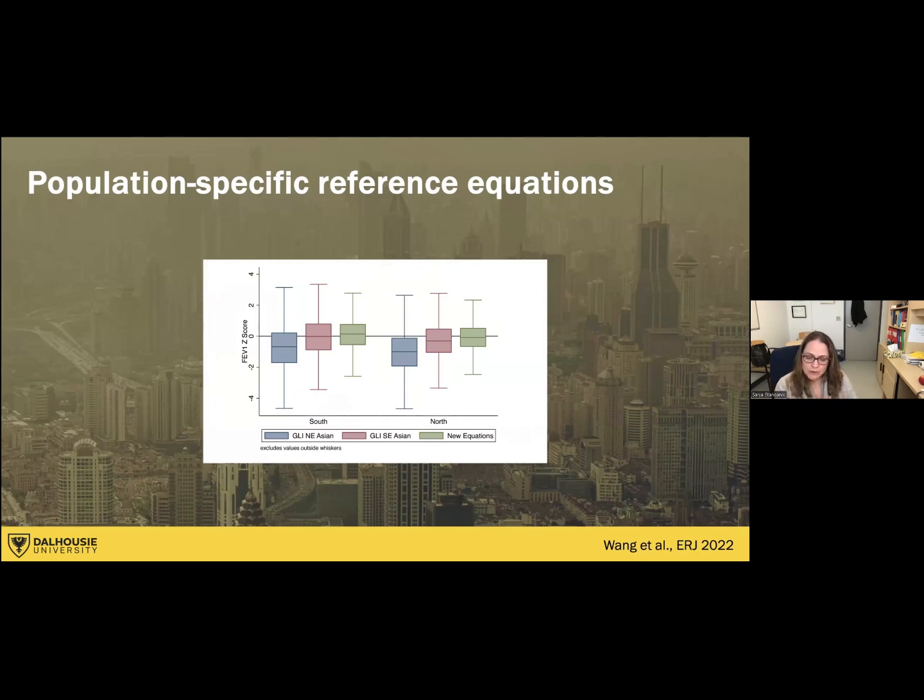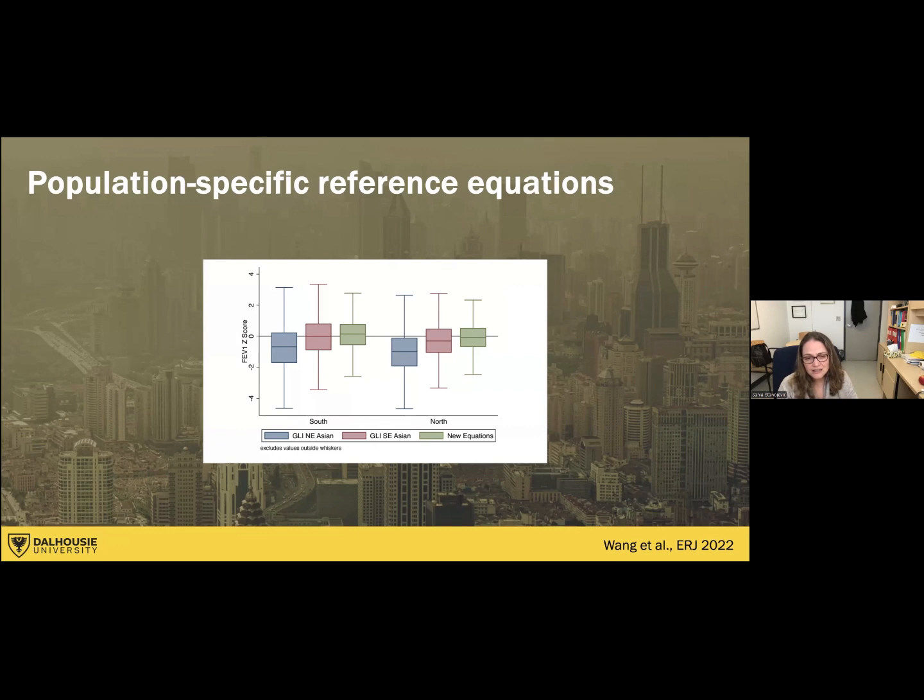Recently, we worked with a group in China. They had gone out and measured 30,000 people in a large representative sample from all across China. We compared that raw data that was collected, these are the green bars on this graph, to what we would have interpreted using GLI equations.